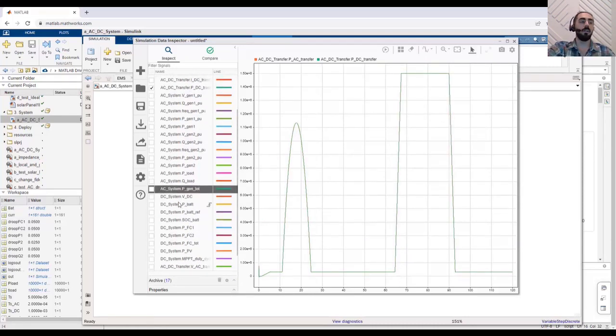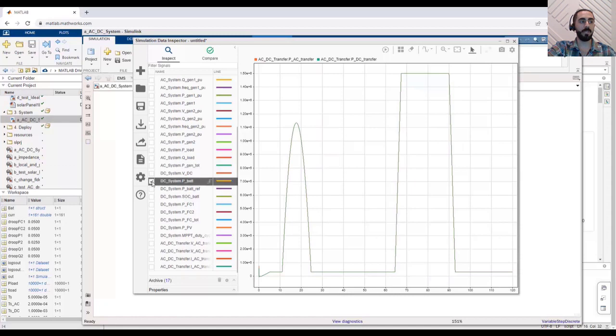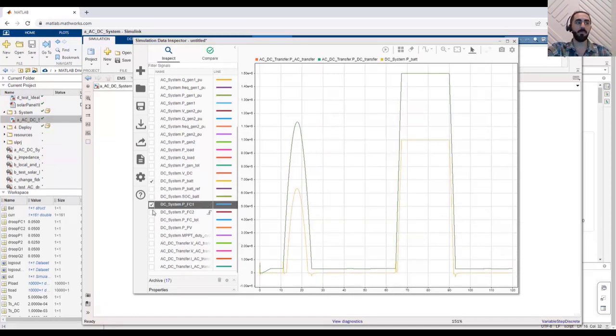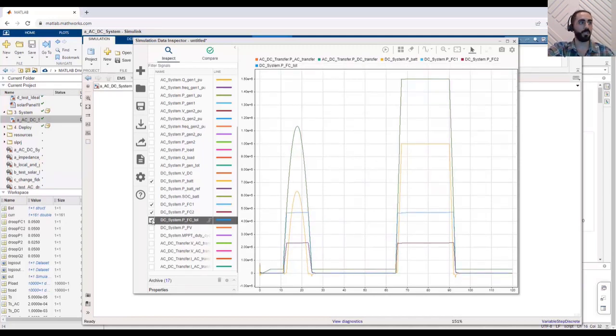Our system, our power management unit, is not meeting the demands here. So I'm going to check all these boxes for the fuel cell power and PV power. The PV power is really low in here compared to the other powers. So the battery is kicking in when the fuel cell and PV power hits 500 kilowatts.